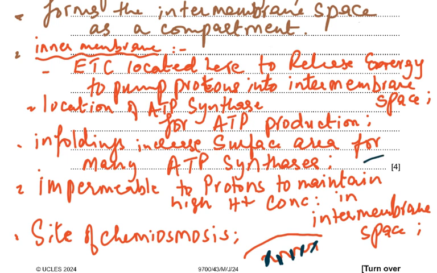It is impermeable to protons to maintain a high H plus concentration in the intermembrane space. When the H plus collects here in the intermembrane space, it can't go out and it can't come back in. So it is impermeable to protons to maintain the high H plus concentration in the intermembrane space, and it is the site of chemiosmosis.